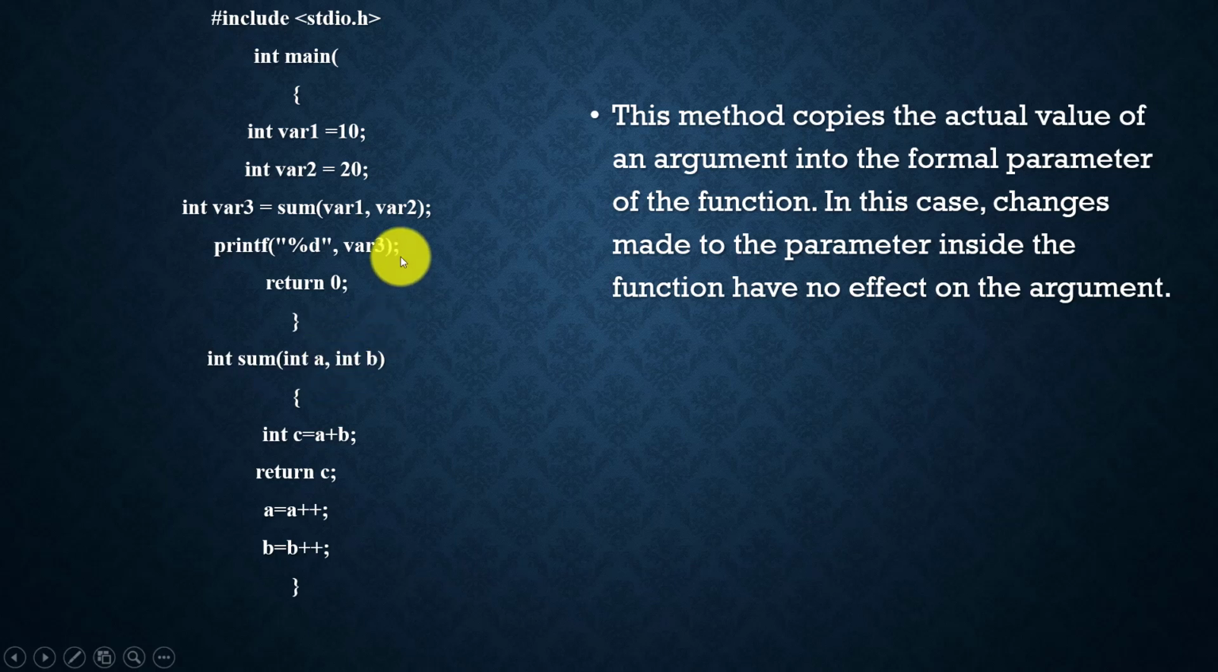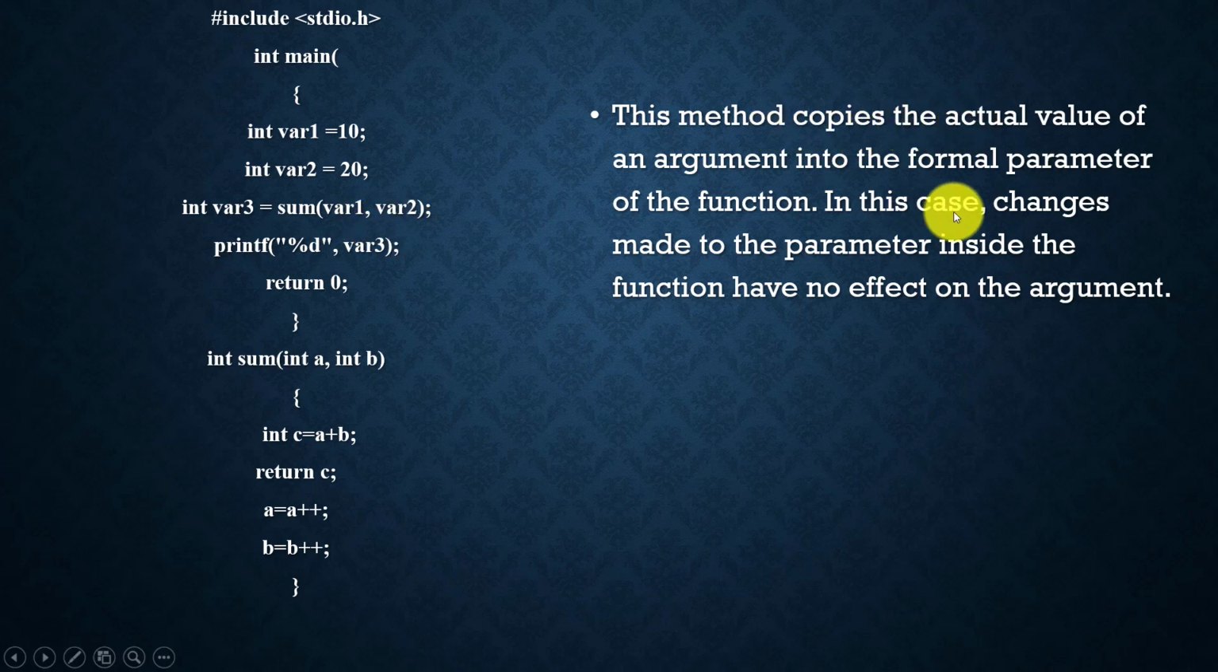Now we are passing the copies of variable 1 and variable 2, so the value of A is 10 and the value of B is 20. But inside this function definition, I change the value of A, it becomes 11, and the value of B becomes 21. Though I update the values of A and B, it does not affect the actual parameters, that is variable 1 and variable 2.